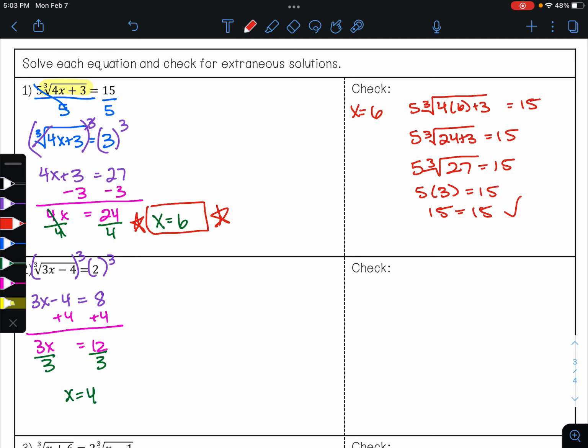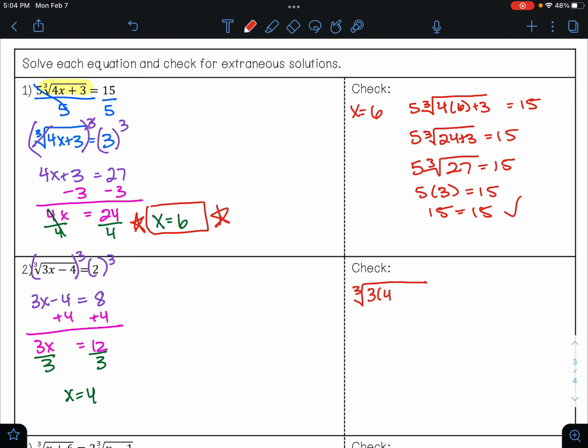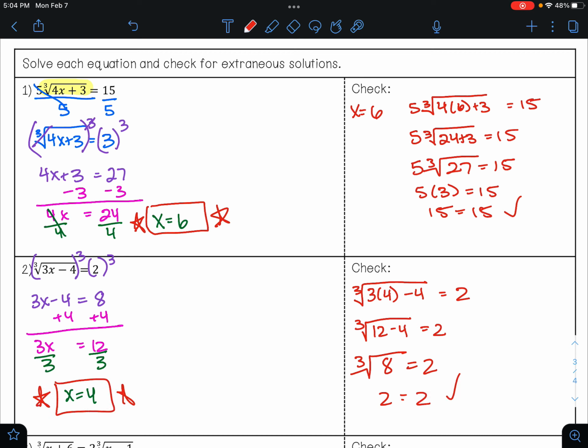So let's go ahead and check this. So I'll have the cube root of 3 times 4 minus 4 is equal to 2. 3 times 4 is 12. 12 minus 4 is 8. The cube root of 8 is 2. 2 equals 2, so 4 is a solution.